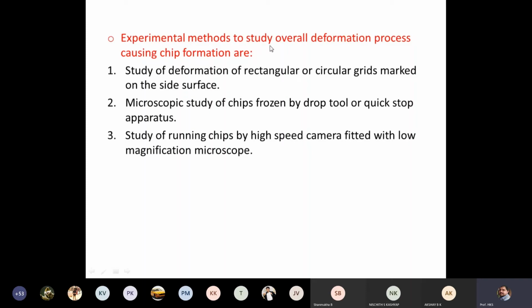Next, experimental methods to study the overall deformation process causing chip formation. There are three experimental methods: study of deformation of rectangular or circular grids marked on the side surface, then microscopic study of chips frozen by a drop tool or quick stop operators, and study of running chips by high speed camera fitted with low magnification microscope. By these three methods, we can study the formation of chips.